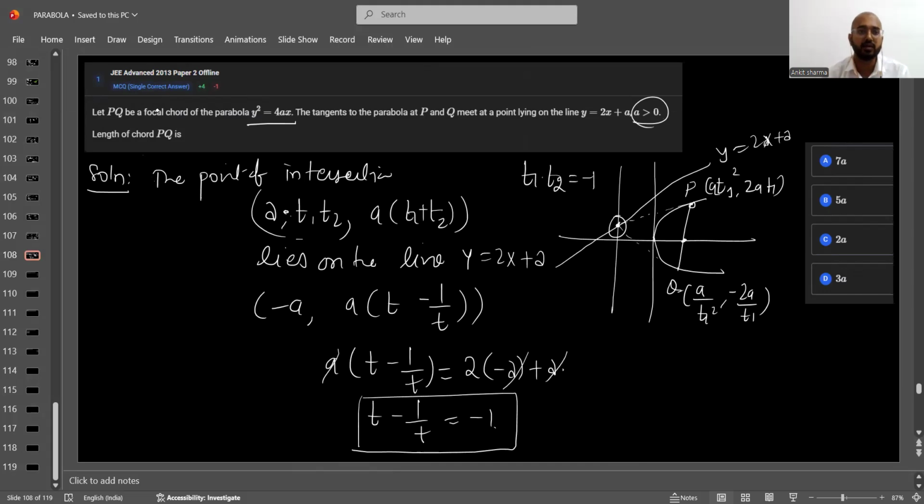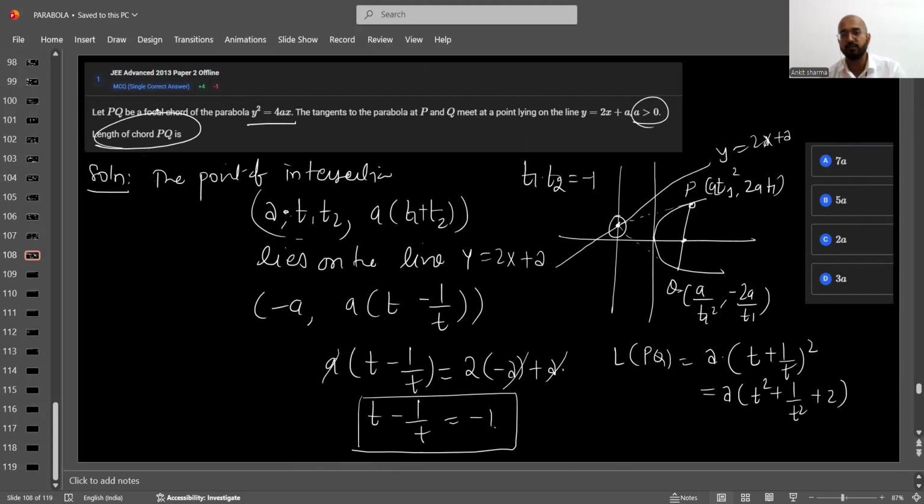Now I want the length of the chord PQ. The length of focal chord PQ is a(t + 1/t)², which we have proved already. This can be written as a(t² + 1/t² + 2). Now if I square this expression, I get t² + 1/t² − 2 equal to 1. So t² + 1/t² is equal to 3. So 3 + 2 turns out to be 5a, which makes option B correct.